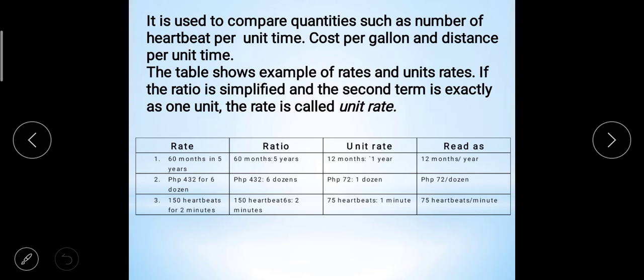Okay, there is a difference between the rates and the unit rates. If the ratio is simplified and the second term is exactly 1 unit, the rate is called unit rate. Okay, so if the ratio after being simplified, ang nakuha nyo is 1 unit or may nakuha kayong 1, that is called unit rate. Pero pag na-simplify nyo siya, then hindi naman naging 1 yung sagot, that is not a unit rate. Yun ay just in case lang po, ha?